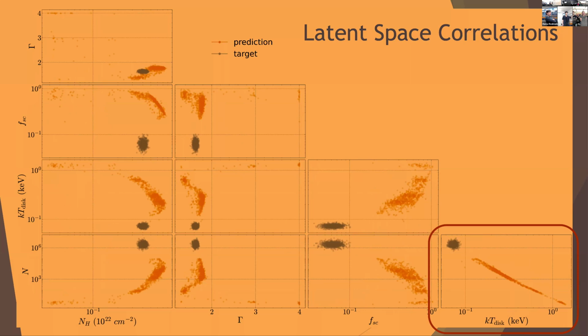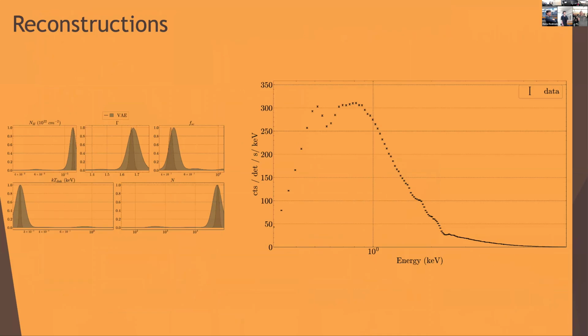And again, you can see how much bigger the true errors are in this plot because the gray plots are a lot bigger. And then we can take our distributions and sample from them to create these reconstructions. The blue solid line here represents what our decoder produces, and the blue dashed line is what XSPEC would produce with these sampling parameters.